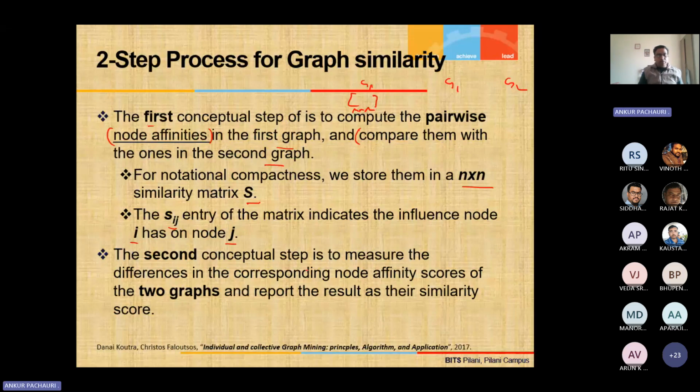The second conceptual step is to measure the difference in the corresponding node affinity scores of the two graphs and report the result as the similarity scores of the nodes between the two graphs. Nodes, two nodes of different graphs.